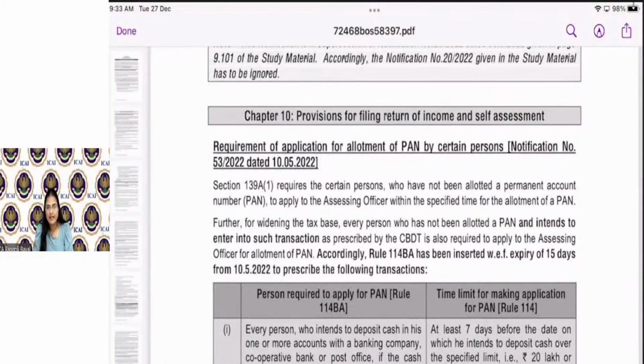For widening the tax base, every person who has not been allotted PAN and intends to enter into such transaction as prescribed by CBDT is also required to apply to the assessing officer for allotment of PAN. Accordingly, Rule 114BA has been inserted with effect from expiry of 15 days from 10th May 22 to prescribe the following transactions.